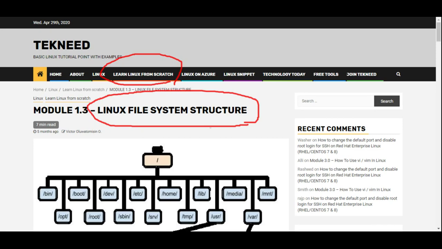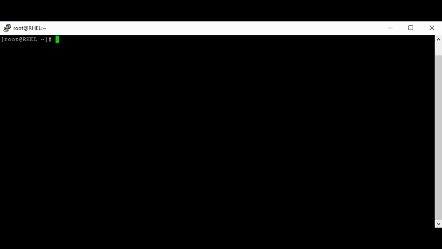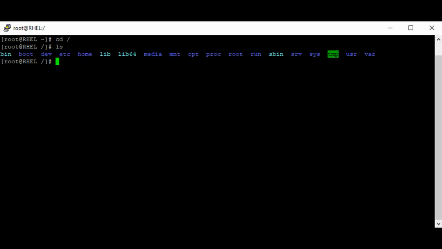When you install the Linux operating system, you will see standard directories, and these directories have been organized to store a specific type of file. And these specific files are stored under one main directory, which is the slash, that is the root file system. So when you look at the root file system, you will see various directories. So this is what we're going to be talking about. We're going to start from the bin directory.